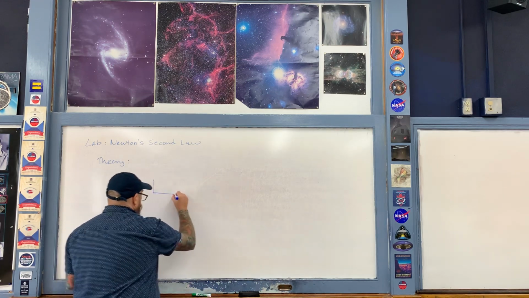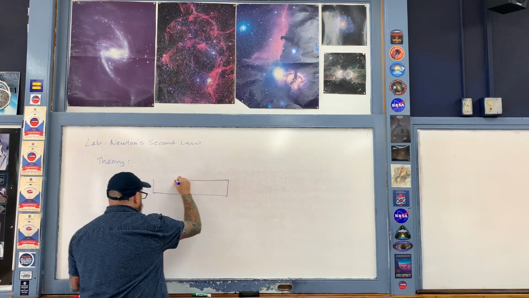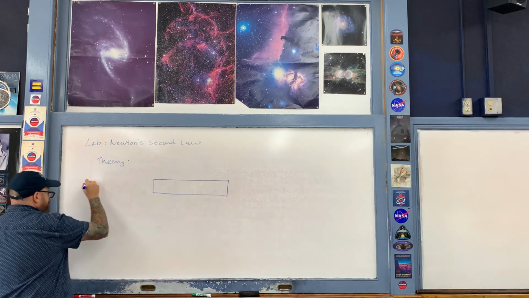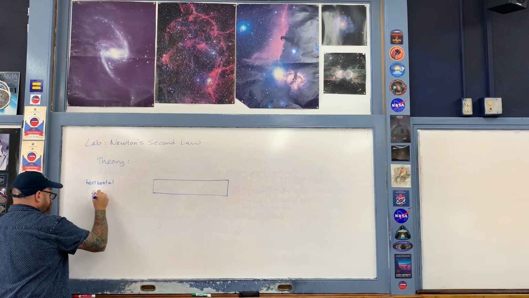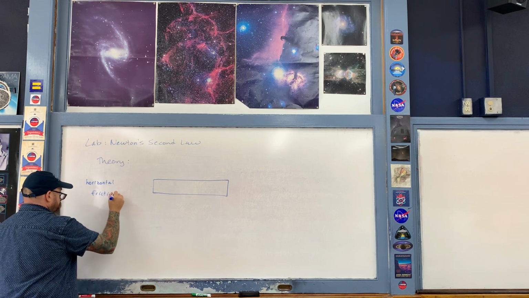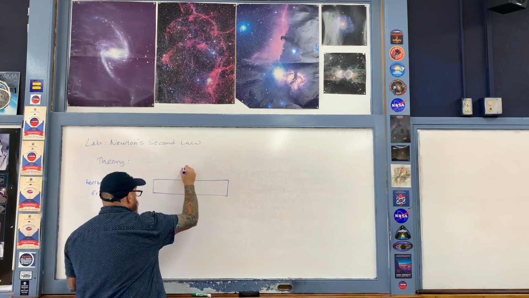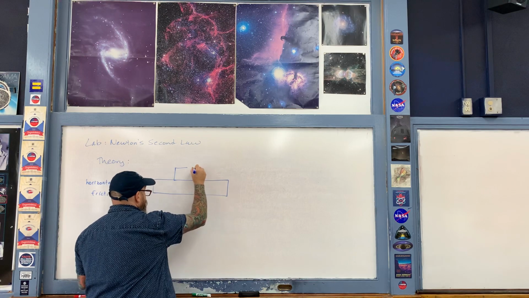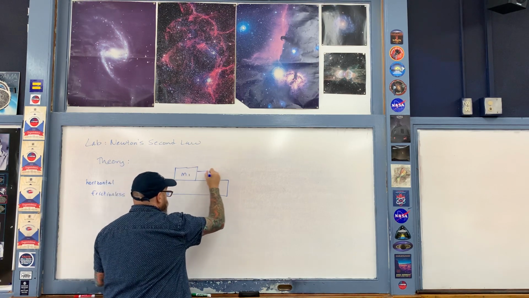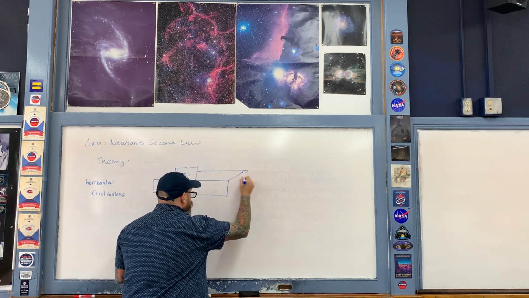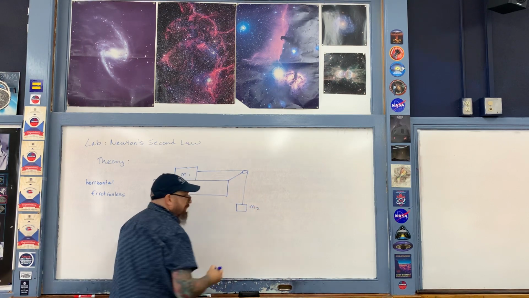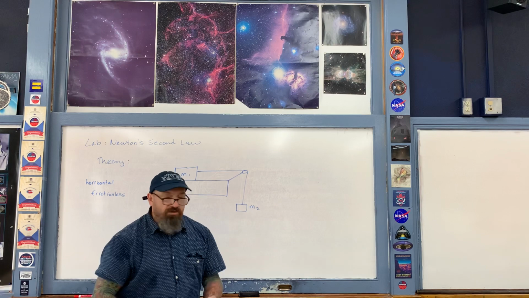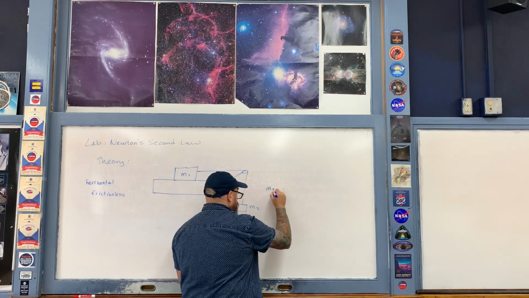Okay, so we have the air track like so. The air track is horizontal and frictionless. Okay, right here is the air track cart of mass M1. Then we have the string draped over the pulley. Right here is the mass M2. Okay, M2 is equal to 500 grams.